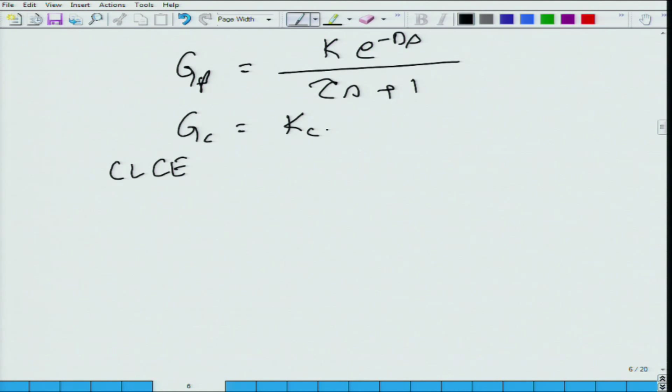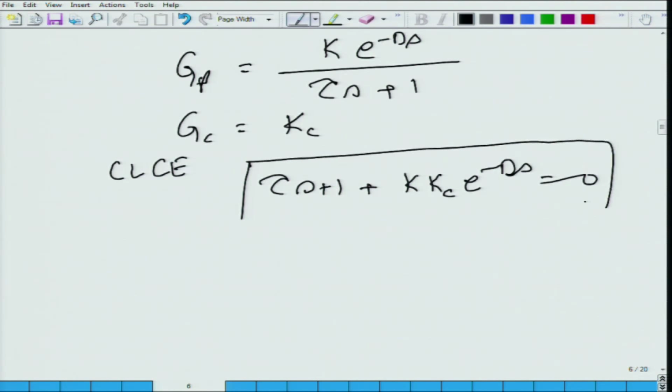would be tau s plus 1 plus k times k_c into e to the power minus d s is equal to 0. Now, you can see this is a transcendental equation because of the presence of this term. So, one, you do not know how many roots there are, because in a transcendental equation you cannot tell how many roots there are.